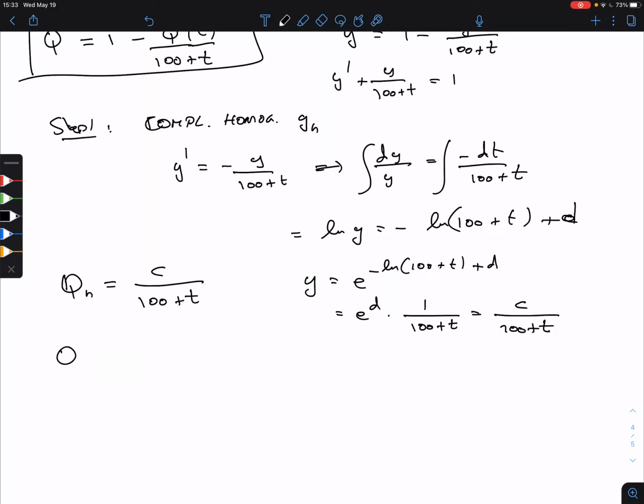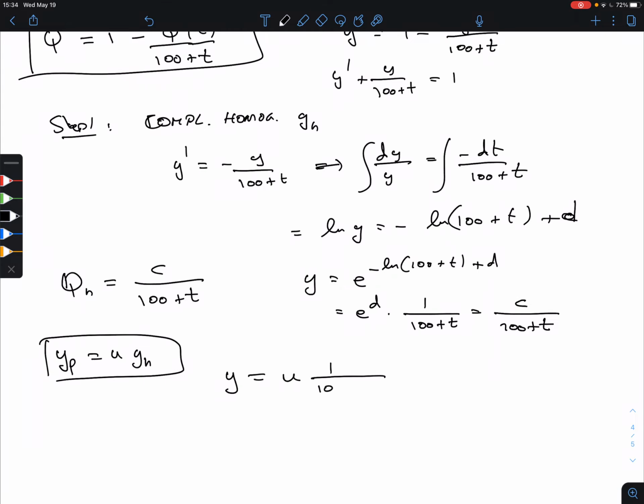So what is now the particular solution? Let me write y again. Since I'm doing calculations, I'll write the y. Remember, that's the formula for setting it up. And so this means here that y is equal to u times 1 over 100 plus t. I can take c equal to 1 now, because it's a particular solution. It doesn't matter what c, I can take one c that I want. Of course, I take the easiest one.